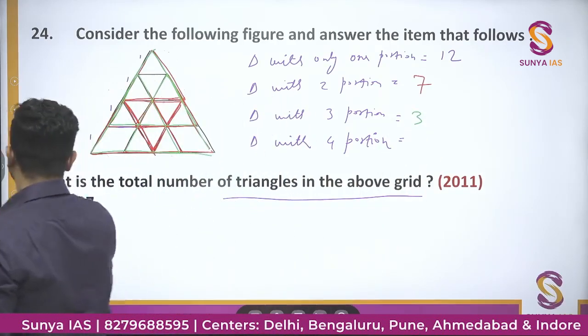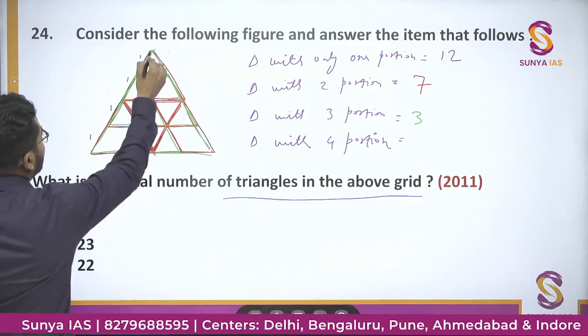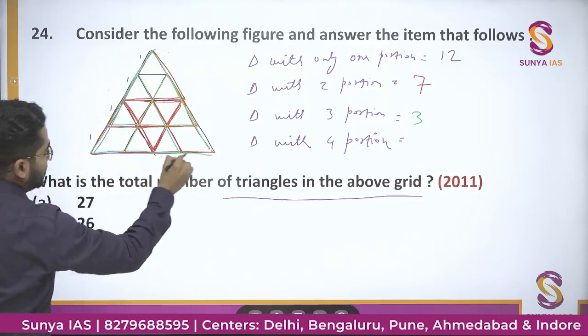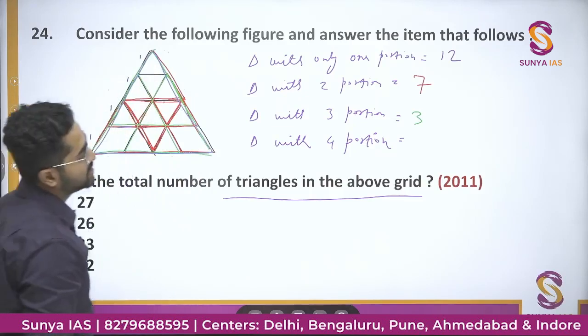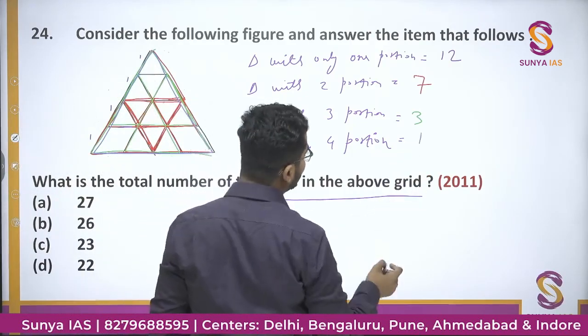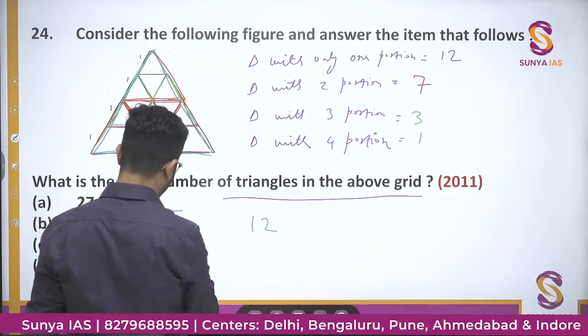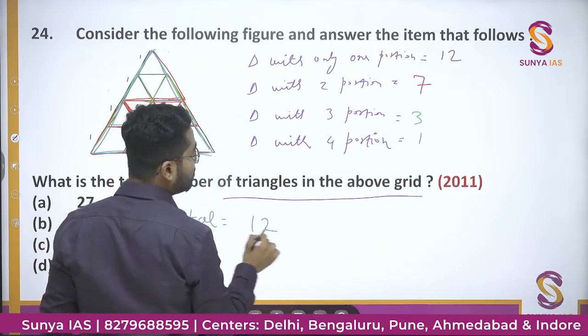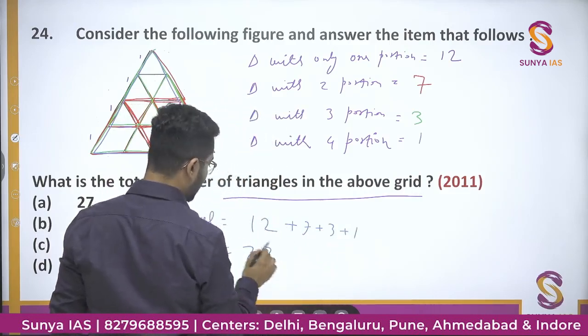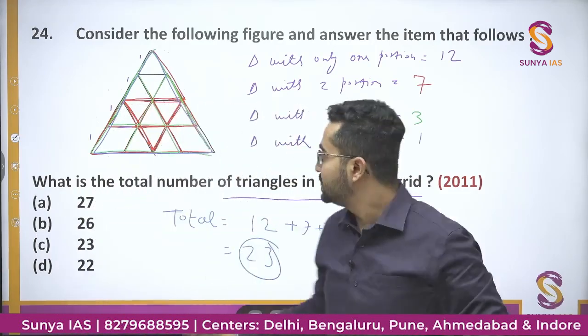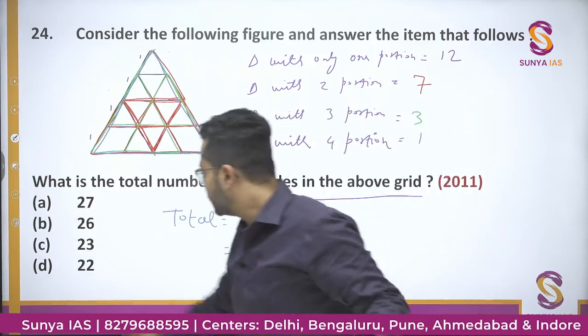एंड ट्रायंगल विथ 4, तो 4 तो एक ही है. इस 1 2 3 4, 4 यूनिट मतलब 1 2 3 4, 4 इज 1. देन हाउ मेनी टोटल नंबर विल बी 12. टोटल विल बी 12 प्लस 7 प्लस 3 प्लस 1 दैट इज 23. सो 23 सच ट्रायंगल्स आर पॉसिबल हियर. सो दिस इज ऑफ द ऑप्शन करेक्ट.